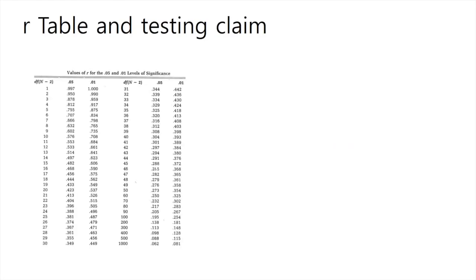R table and testing claim. The r table shown above looks a little bit different from the r table that Mr. Mosh gave us. The r table that Mr. Mosh gave us doesn't include degrees of freedom. It uses just a plain n. Degrees of freedom for the r table is n minus 2. So if you add 2 to these degrees of freedom, it'll be the same table that Mr. Mosh gave us.